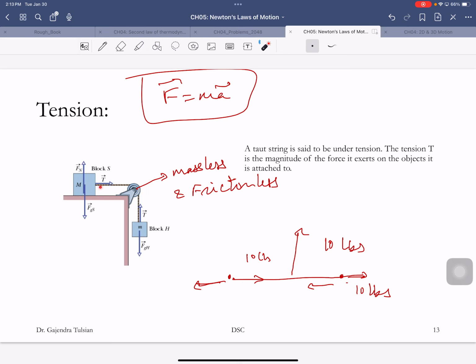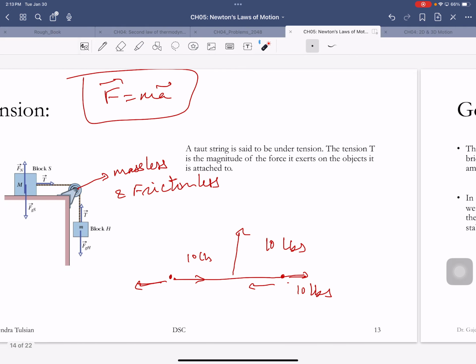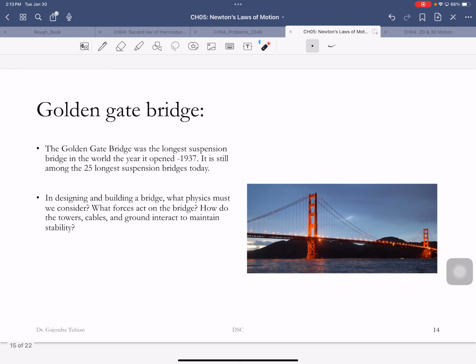Every time you see a problem where the tension is the same, they won't state it, but it's implied that the pulley is massless and frictionless. Okay, any questions on that? Now you understand if a string or a wire is under tension, what is it doing? It's trying to shrink, and it's pulling whatever it's attached to with that force. So if something is under the tension of 10,000 pounds, it's pulling whatever is attached to it with a force of 10,000 pounds.